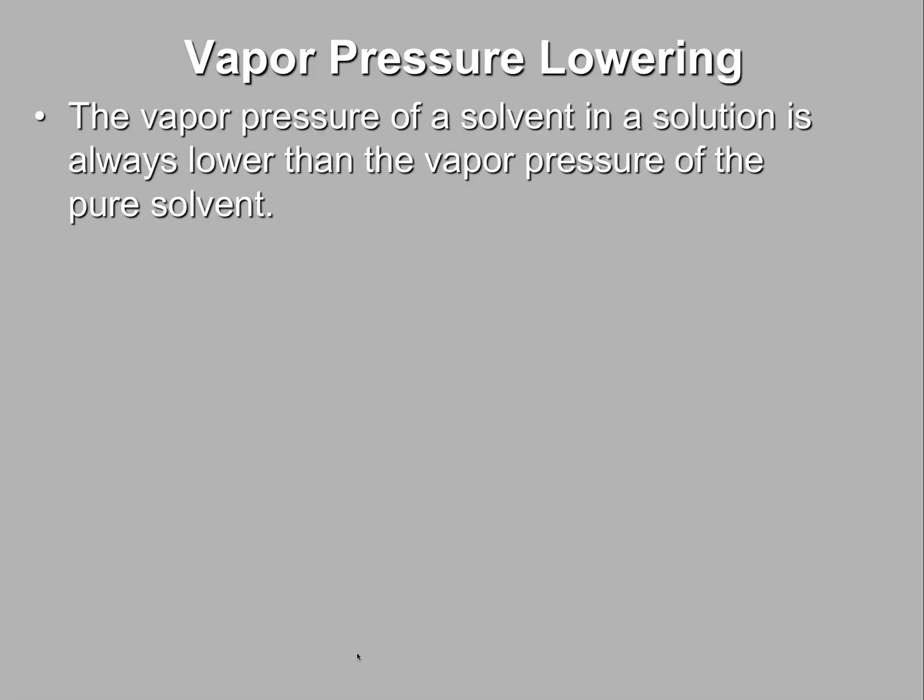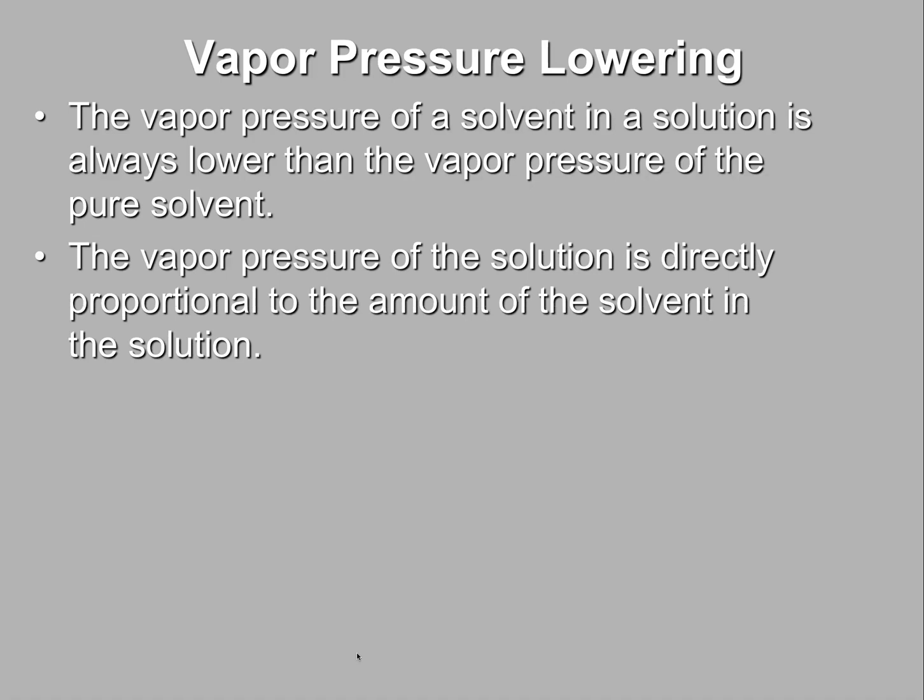The vapor pressure of a solvent in a solution is always lower than the vapor pressure of the pure solvent. So anytime you dissolve something and create a solution versus just the pure solvent itself, the vapor pressure will be lowered. The vapor pressure lowering is directly proportional to the amount of solute in solution.